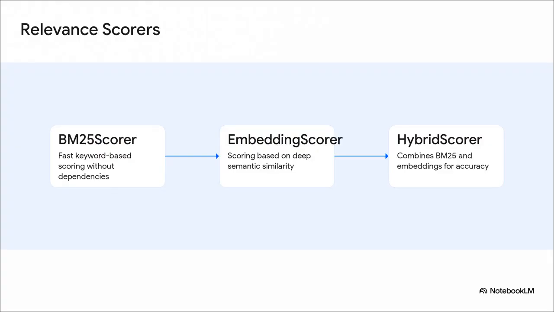To calculate those weights, you use a factory function called create_score, where you can actually spin up 3 different types of relevance scores depending on what you need. First, you have the BM25 score for blazing fast zero-dependency keyword matching. Second, the embedding score for when you need deep semantic understanding. And third, the hybrid score, which beautifully combines the best of both worlds.